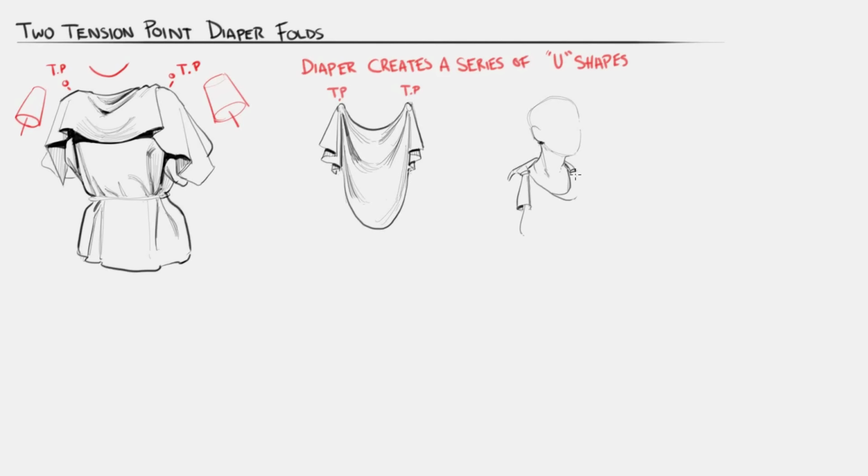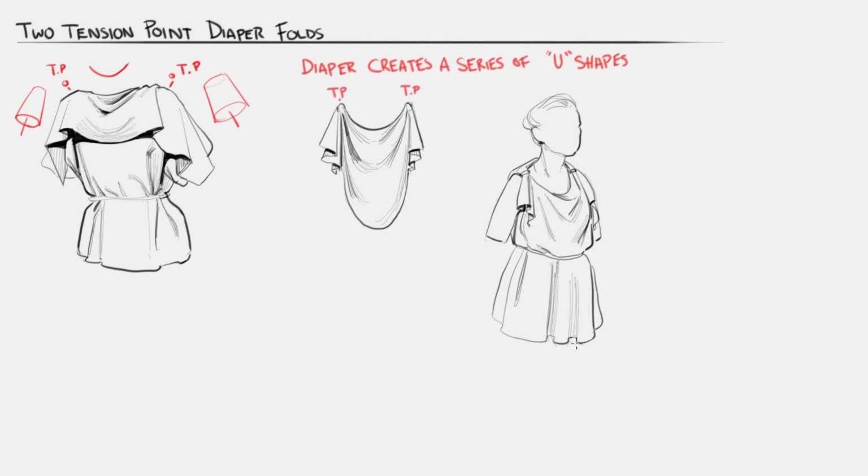We see the same diaper fold motif occurring once again between the neckline of this girl's dress. Notice that each of those folds has a distinct volume to it, and you have to account for that in your sketch. And then all of the folds below the waistline are pipe folds, because that belt is acting like a curtain rod.